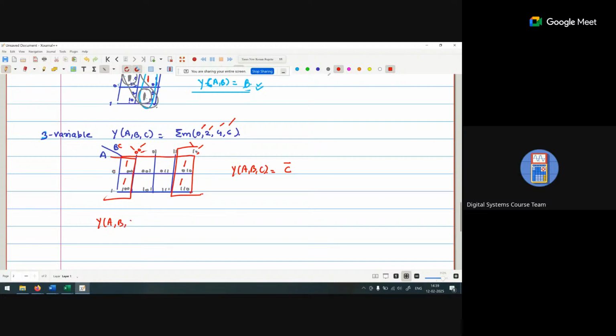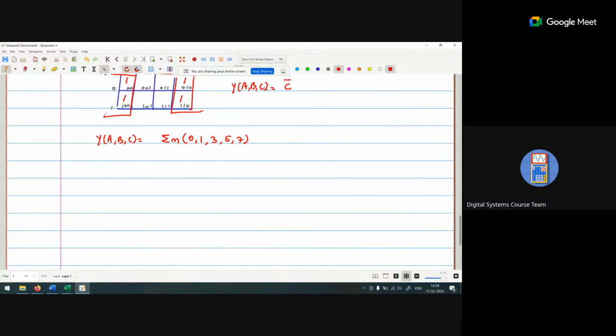Similarly, Y of A, B, C is equal to sigma m 0, 1, 3, 5 and 7. Okay, 0, 1, 3, 5 and 7. So 0 is 0 0 0, 1 min term. 0 0 1, 1 min term. 0 1 1, 3, 1 min term. 1 0 1, 5, 1 min term. 1 1 1, 1.